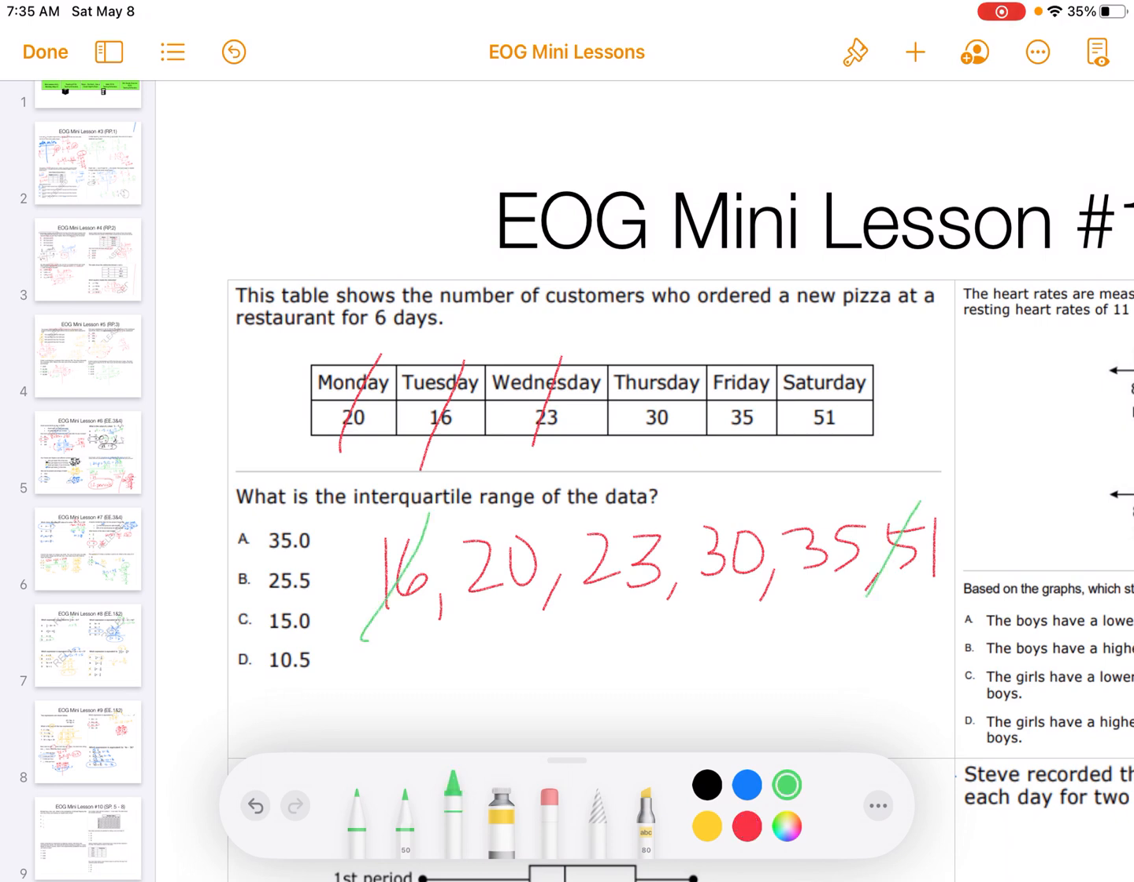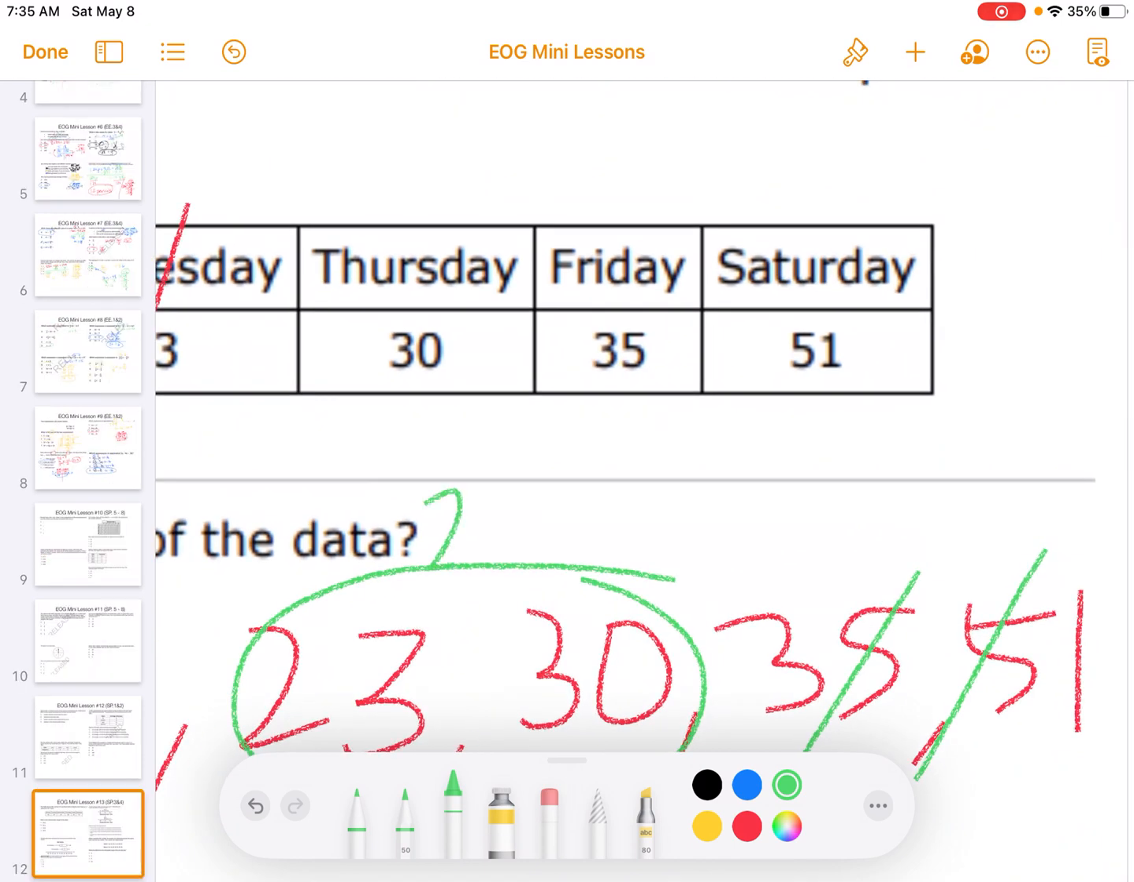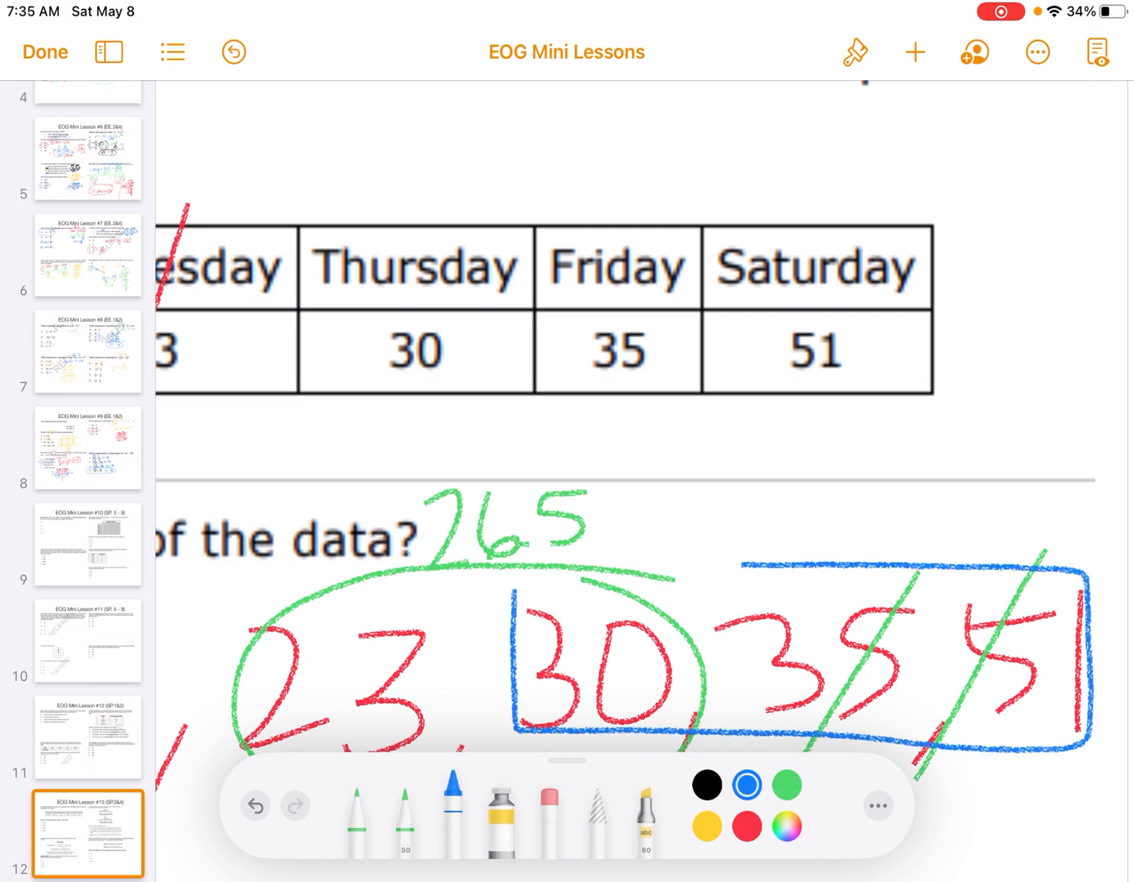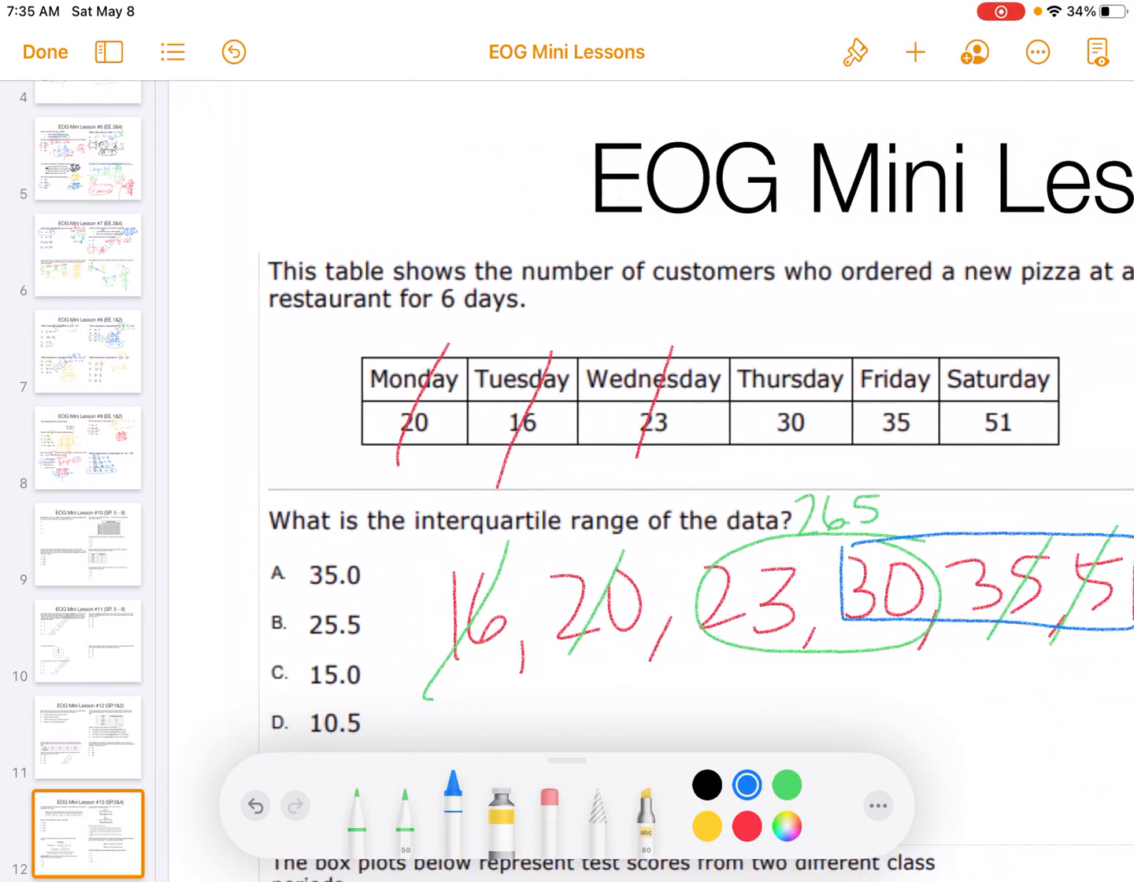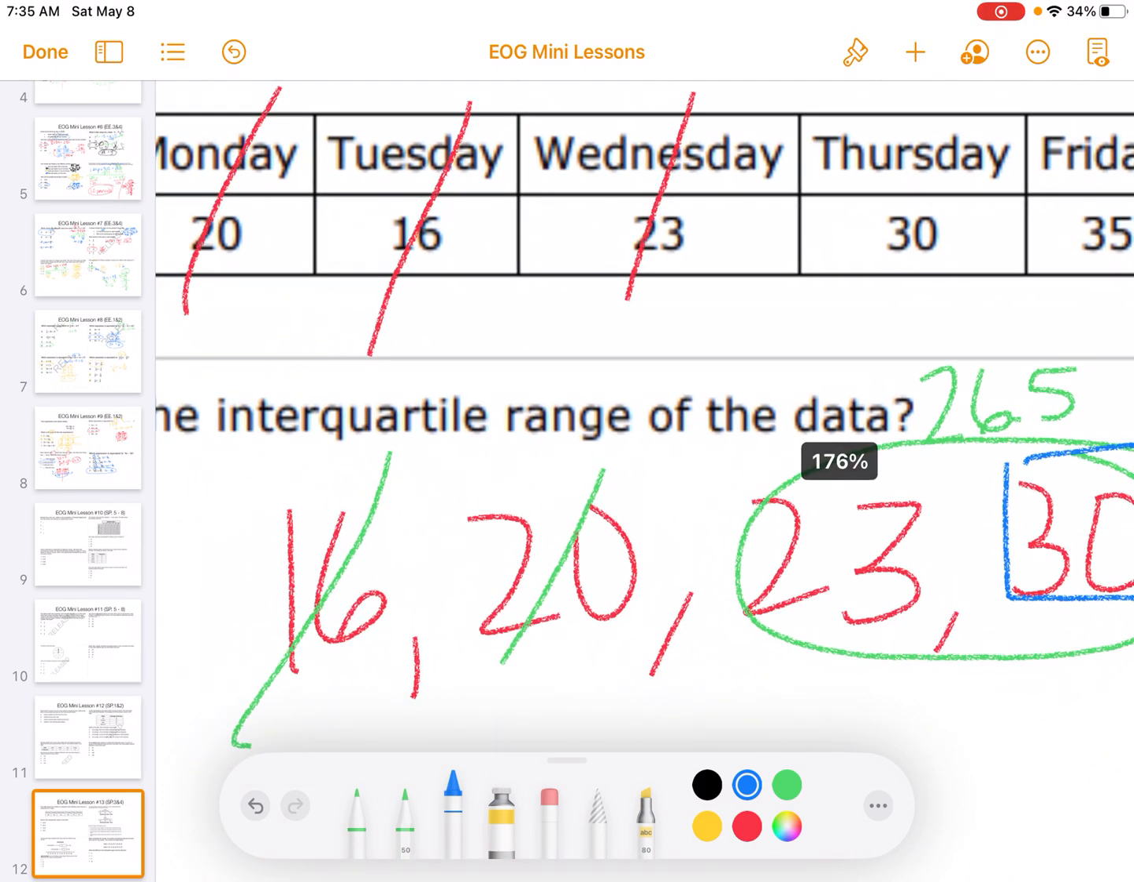Then I find the median. So I cross off on each side. I have two numbers in the middle, so I have to add them together and divide by 2. So I'm doing 23 plus 30 in my calculator, and I'm dividing by 2, and I get 26.5. So when I write the 26.5 above it, that tells me that these three numbers make up the third quartile, and these three numbers make up the first quartile.